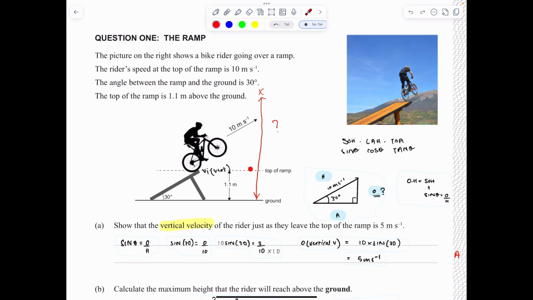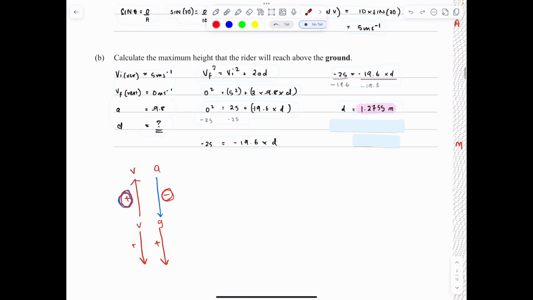We don't want the height from the ramp to the top. We want the height from the ground to the top. So what we'll have to do is add this height over here to this height that we've calculated. So that's going to give us 1.1 plus 1.2755. Oh, that's meant to be a point over there, let me just fix that. Remember not to round too early, team. And that should give you 2.38 meters, which is worth a merit. So if you got the distance in pink, that's achieved, pink for achieved, orange for merit, and there we are.